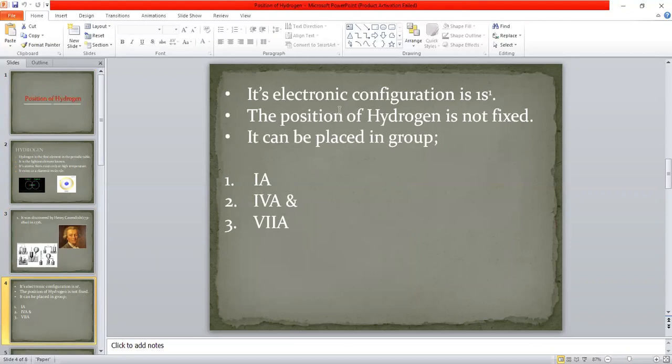If we look at the electronic configuration of hydrogen atom, its configuration is 1s1. It means in the first shell, in the s orbital, it has only one electron present. So this is its electronic configuration. The position of hydrogen is not fixed. It can be placed in any of the following groups: group 1A, group 4A, and group 7A. We need to know why we can place it in group 1A, why in group 4A, and why in group 7A.